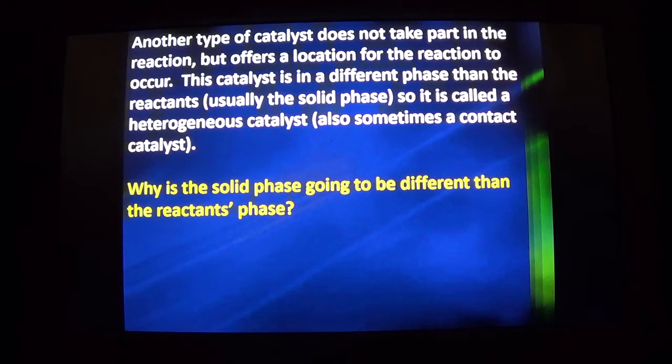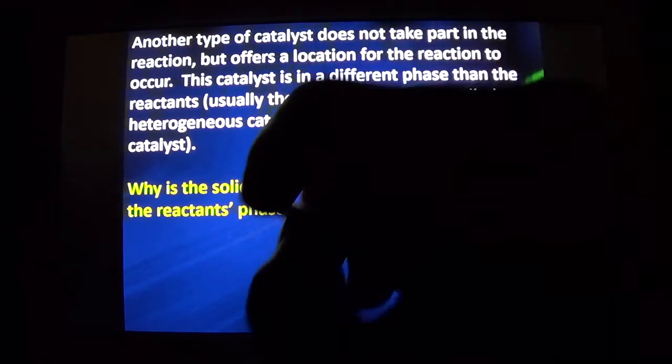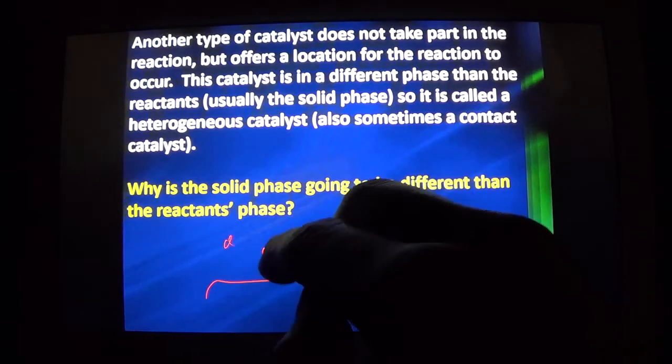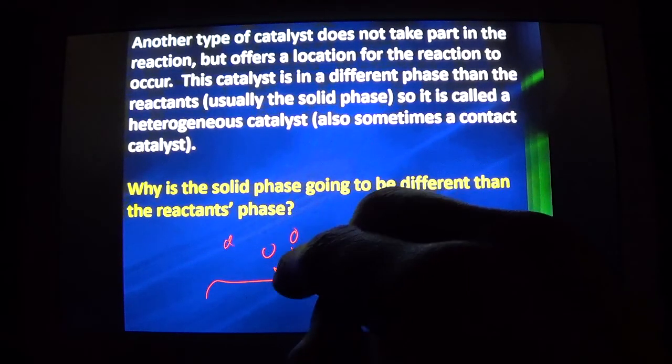The second type of catalyst we call a surface catalyst. Okay, now a surface catalyst is just what it sounds like, some sort of surface, and some things that are otherwise floating around want to stick to that surface.